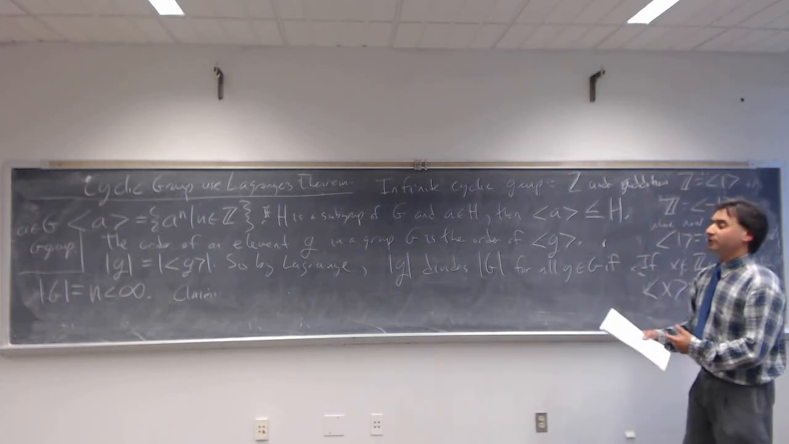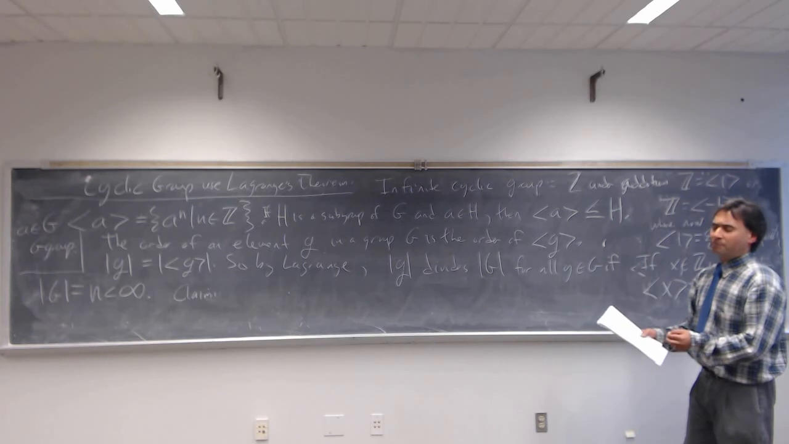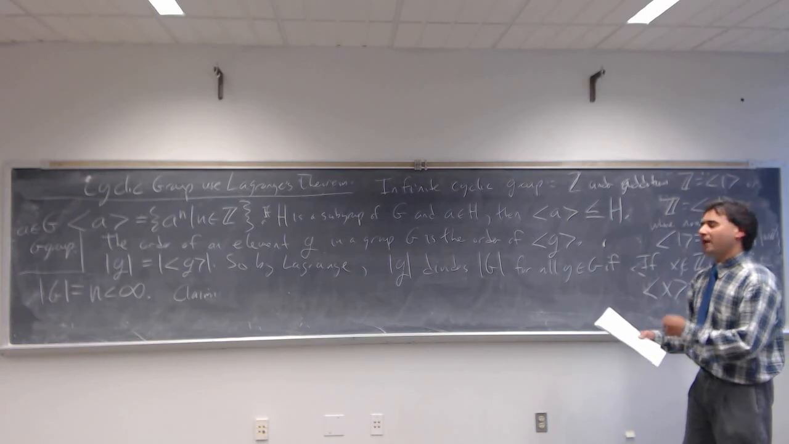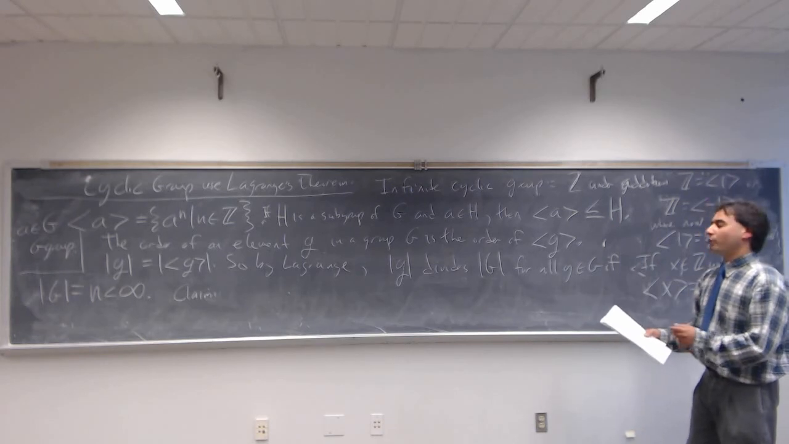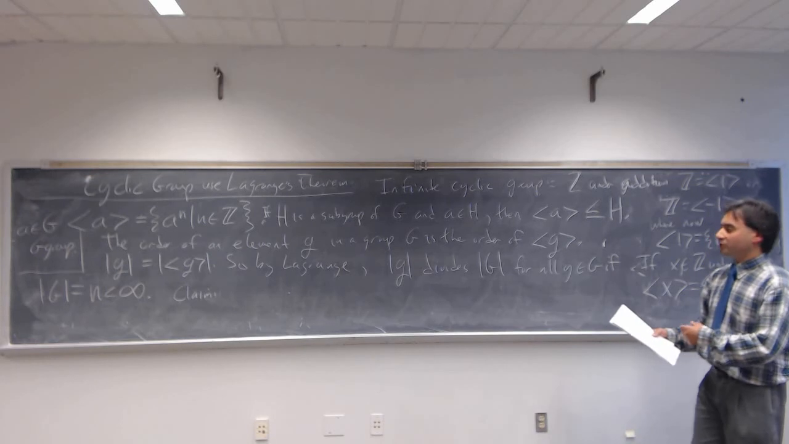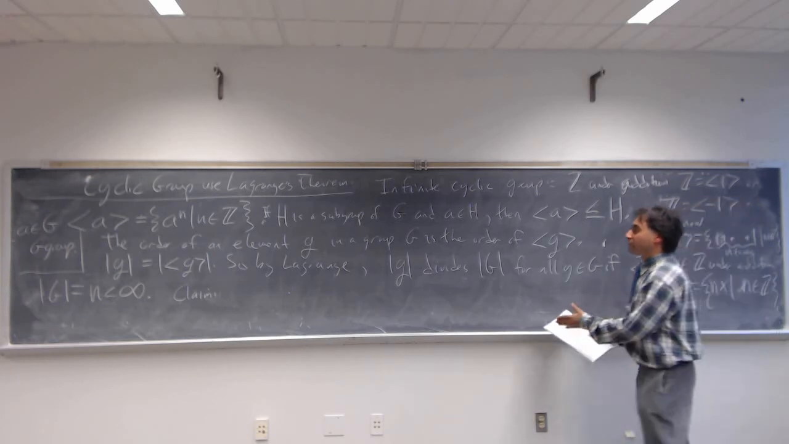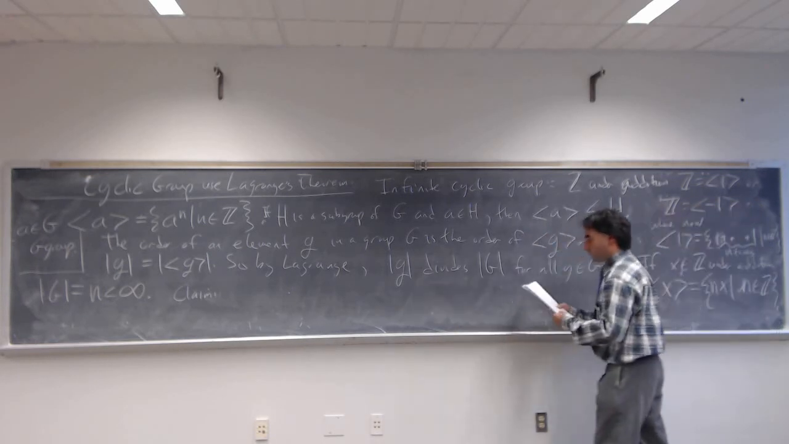So that makes sense since we define the order of an element by the order of the cyclic subgroup that element generates. Then Lagrange, this comes right out of Lagrange immediately.